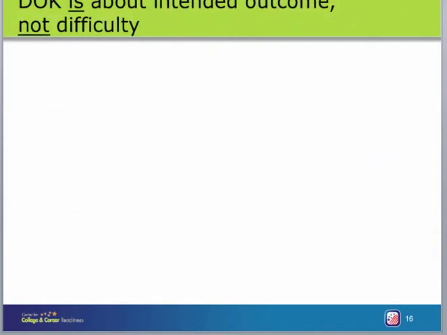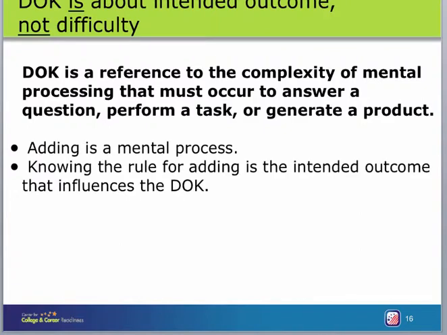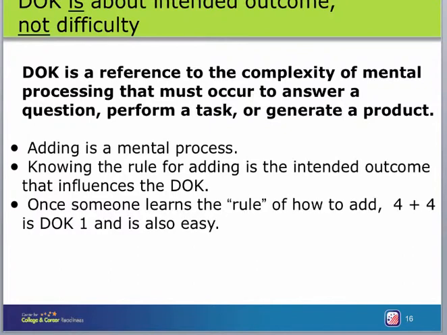So depth of knowledge is about intended outcome, not difficulty. So depth of knowledge is the reference to the complexity of mental processing. Adding is a mental process. Knowing the rule for adding is the intended outcome. Once someone learns the rule of how to add, it's depth of knowledge 1.